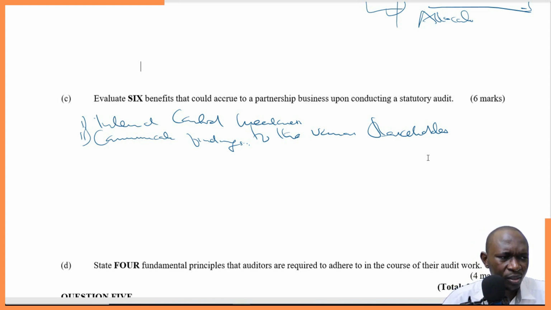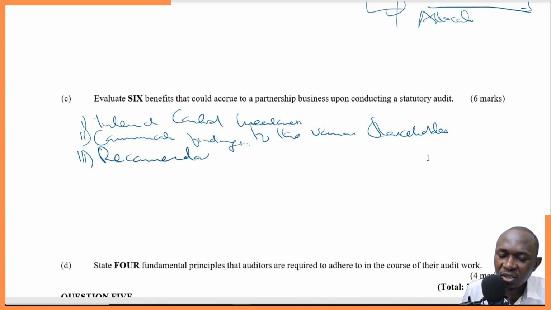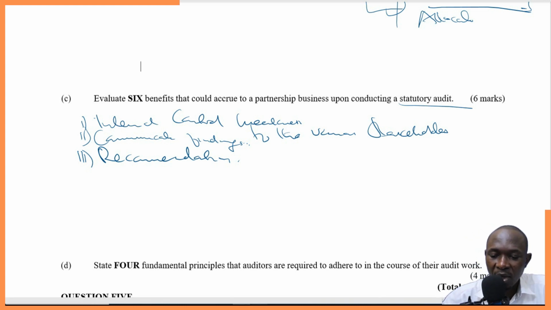Then they will also benefit from the recommendations. They will benefit from the recommendations because these statutory audits will always have recommendations. So those recommendations will help them to improve, to work on their systems and come up with improvement measures which will see the partnership growing to another developed or improved version. We also talk of how many benefits are these? These are 6 benefits.